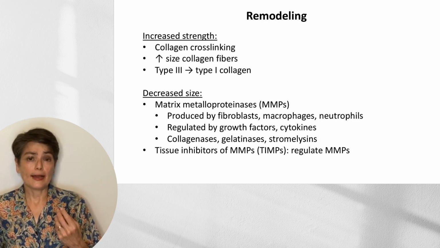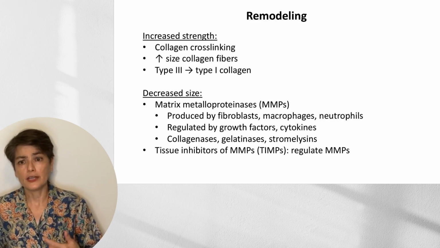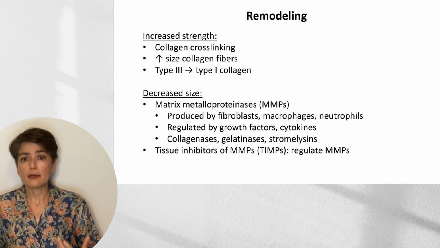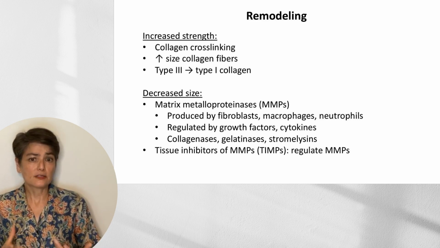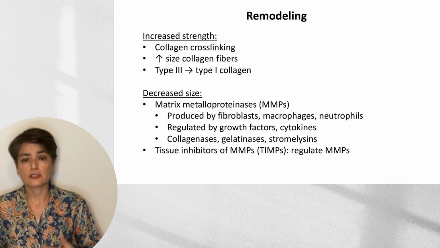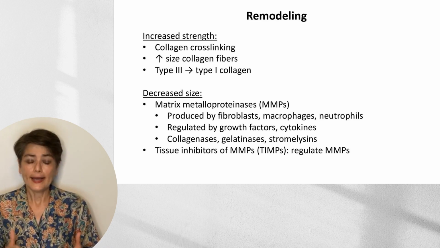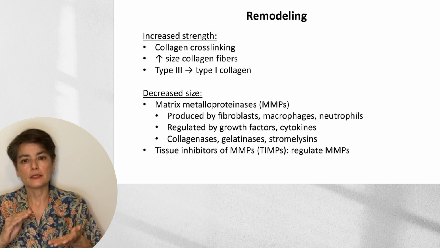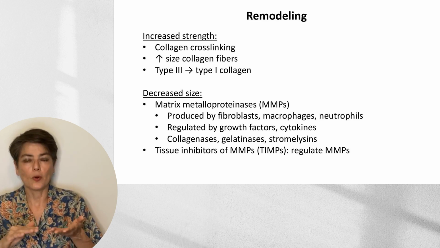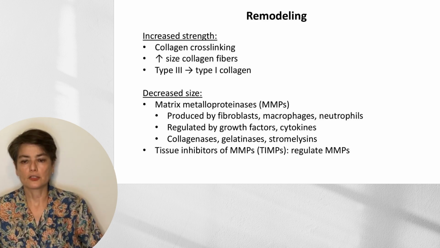And so this is going to be the action of matrix metalloproteinases, which are produced by fibroblasts, macrophages, neutrophils, and regulated by growth factors and cytokines. Some matrix metalloproteinases are collagenases and gelatinases, as well as something called a stromelysin. And as I said, it's going to be a balance between the TIMPs and the MMPs that's going to drive us in the correct direction.